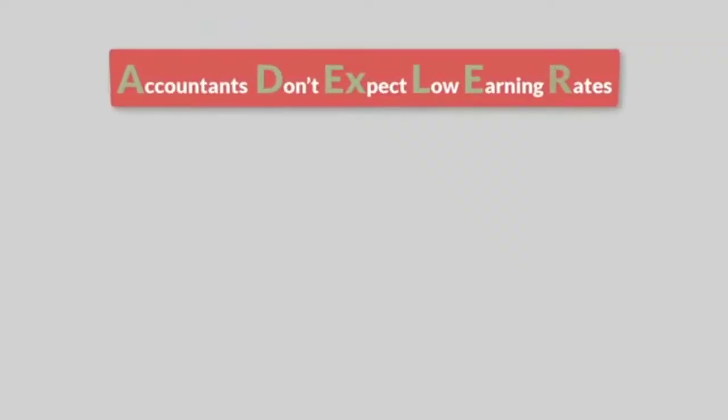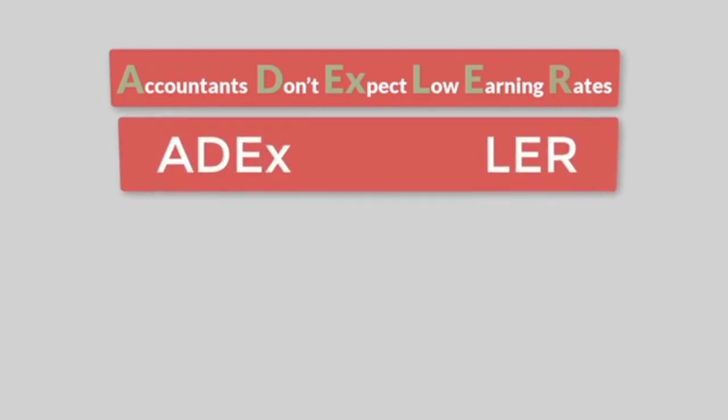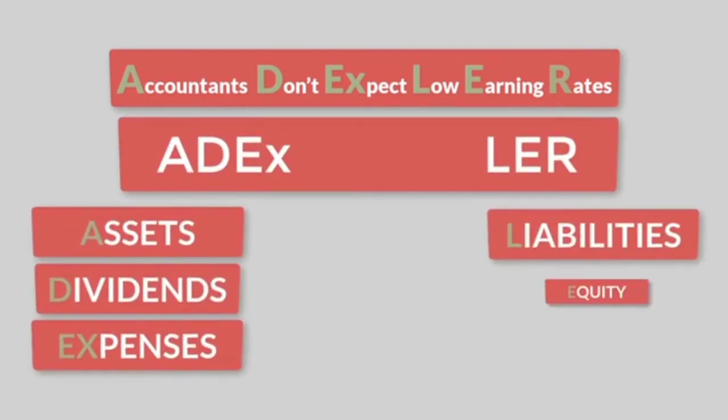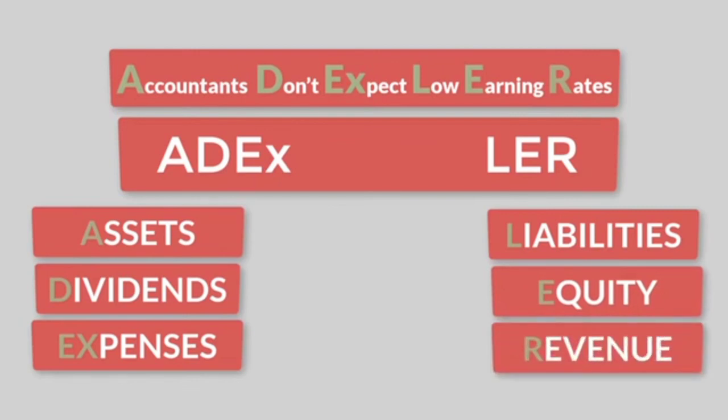All you have to remember is accountants don't expect low earning rates. A Dexler. Assets, dividends, expenses, liabilities, equity, and revenue. This will help you determine debit and credit accounts. Just practice it and it's eventually going to become second nature to you.